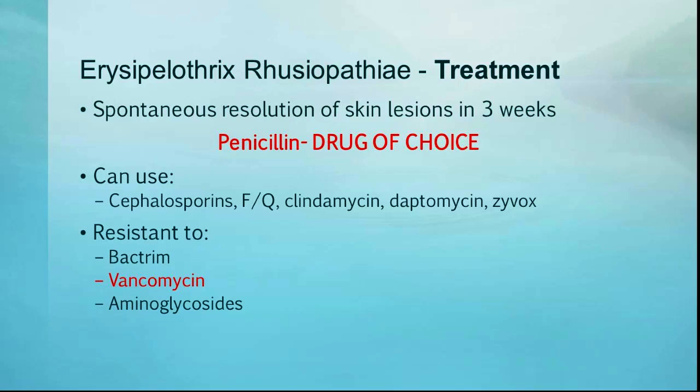So for this particular bacteria, penicillin is the drug of choice, and it's inherently resistant to vancomycin. But some studies have shown that you can use daptomycin and Zyvox. So again, it's a gram-positive rod, and so if you have some cellulitis and you're suspecting staph or strep, and you start vancomycin and you don't see any improvement, then maybe if they have some exposure, think about Erysipelothrix, and maybe that's why they're not responding to vancomycin.